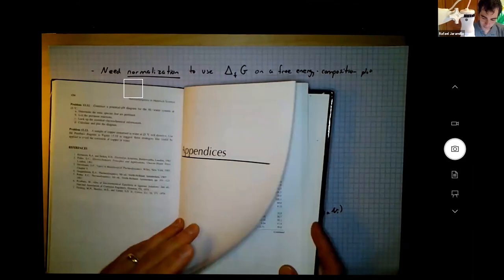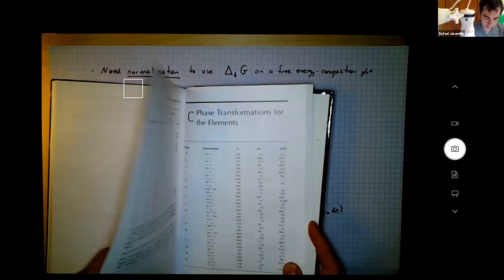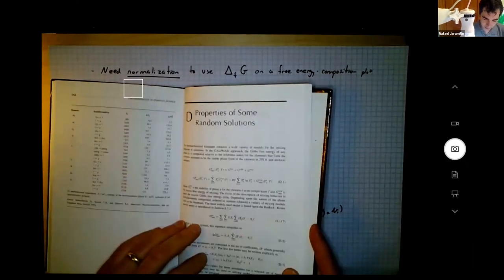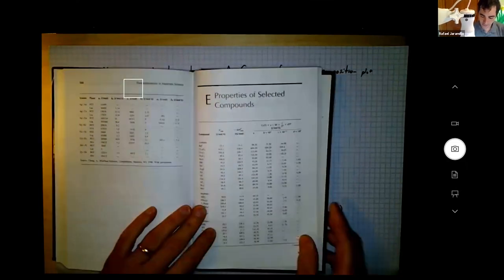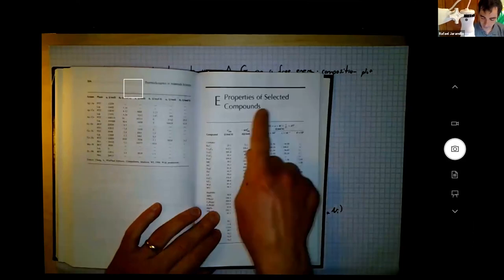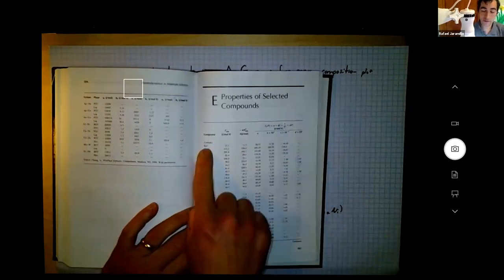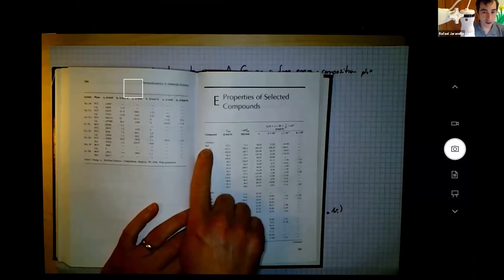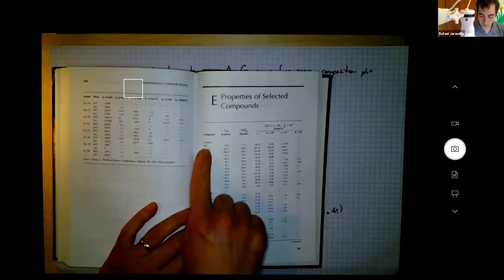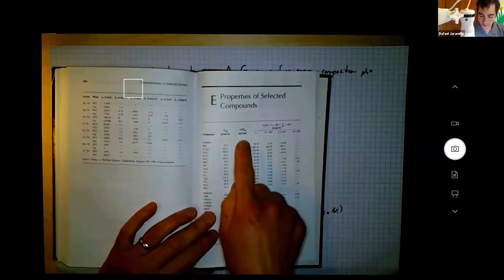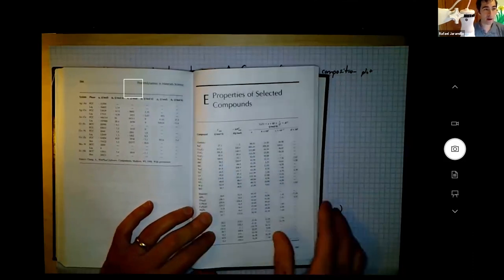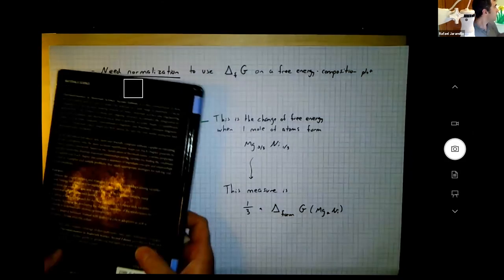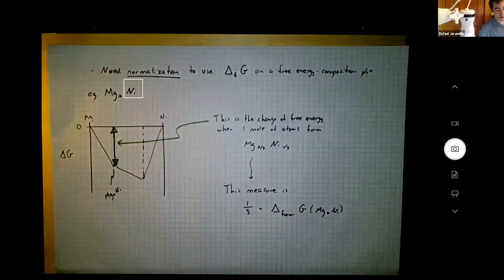So if I go over here, again, there are lots of databases out there, but they're all gonna list something like this: properties of selected compounds. So here's a carbide, boron 4 carbide. I know you can't read that, but it's listing, let's say, delta H's, S naughts, per mole of compound, not per mole of total atoms. So you have to apply that normalization in order to, if you need to draw such plots.